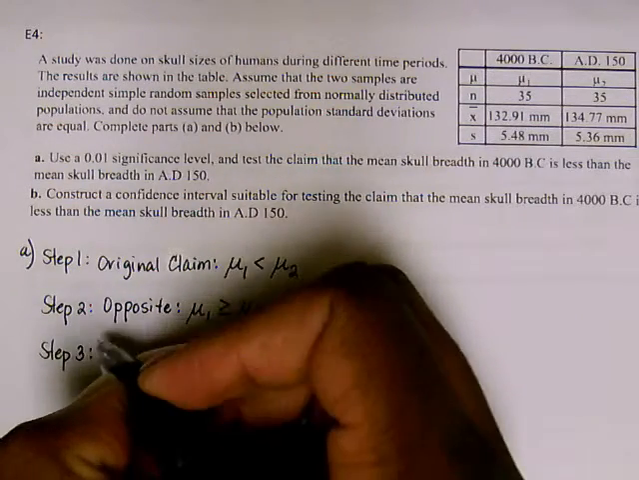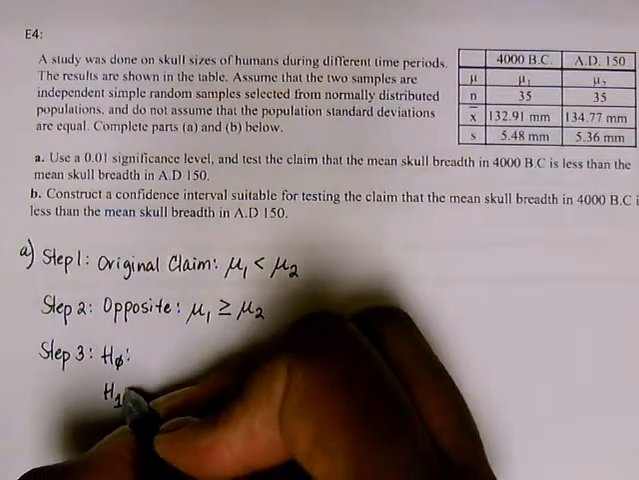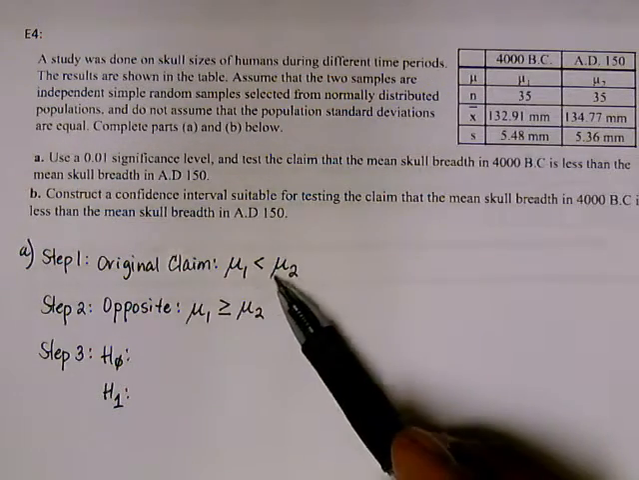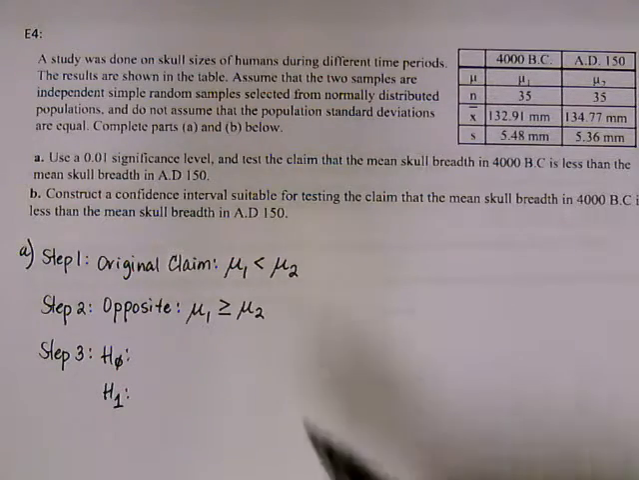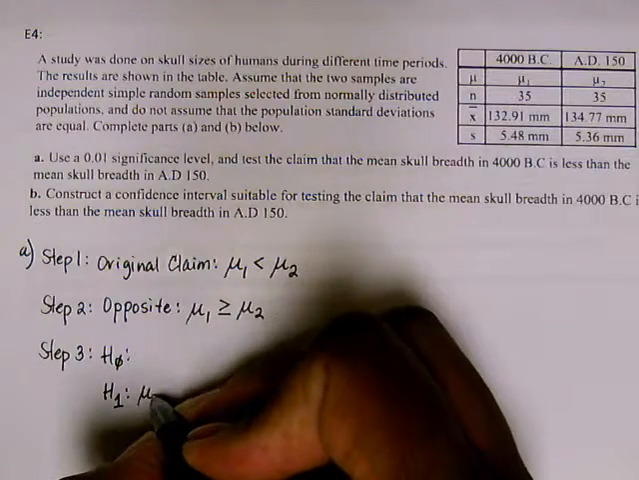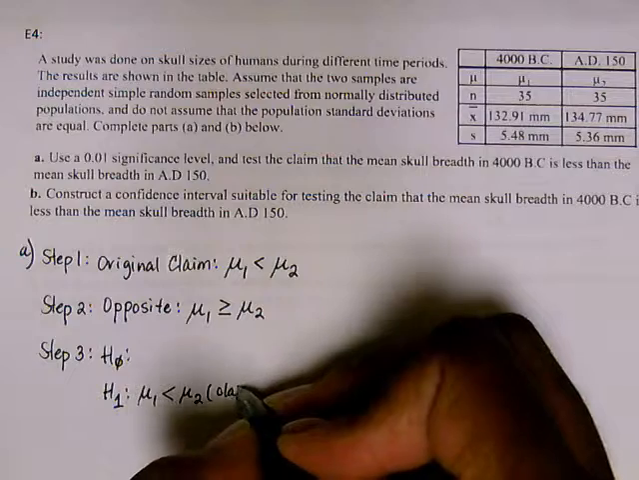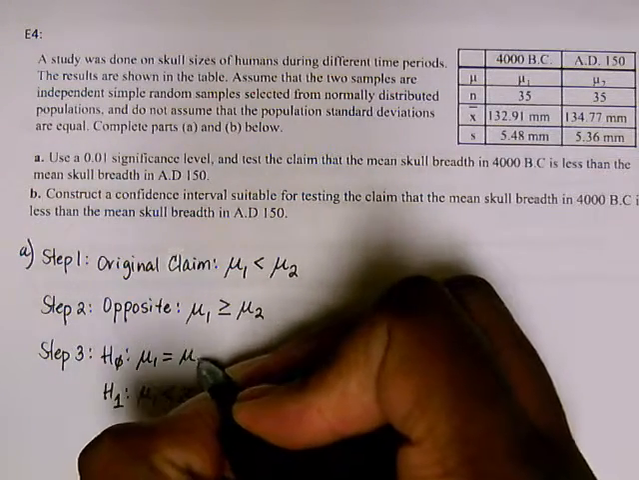And then step 3 is writing the null and the alternative hypothesis. Well, the null always has the equal sign. The alternative does not. It either has less than, greater than, or not equal to. So we have to use the one that has the less than symbol exclusively, which is mu 1 is less than mu sub 2. That's your alternative hypothesis, and that's your original claim. So your null is mu 1 equals mu sub 2.